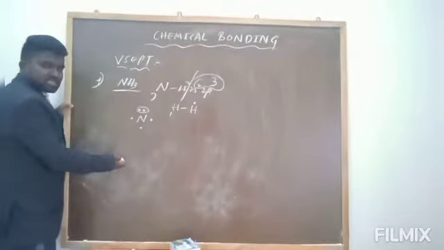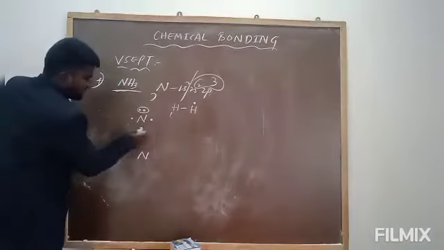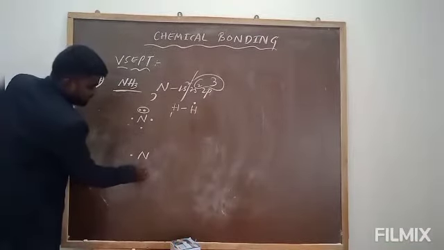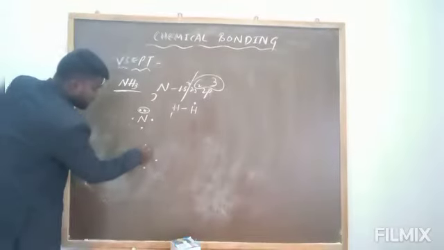Now I am going to draw the structure of the ammonia molecule. Now ammonia is with 3 bonding electrons. It is ready to form a bond with 3 hydrogens. Now the lone pair is like this.